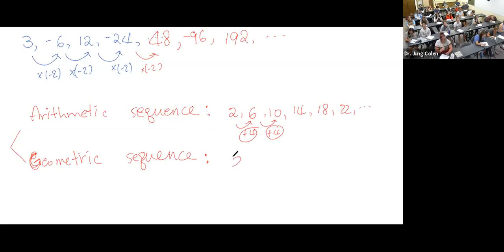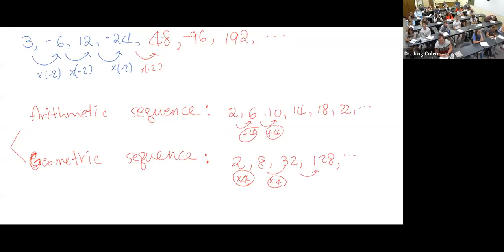A geometric sequence is when you constantly multiply the previous term by the same number. So for example, this time I'm going to multiply by 4, like this example. So 8, multiply that by 4 and you get, what is it? 32. Multiply that by 4, you get 128, and so on. Right? That is called a geometric sequence.